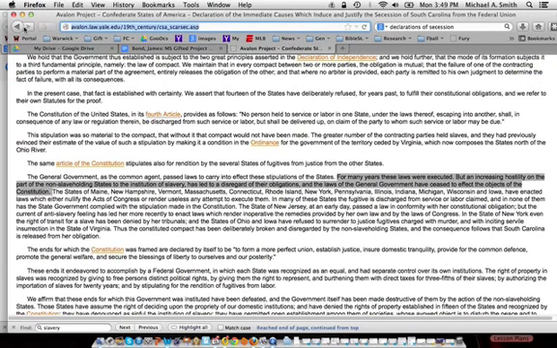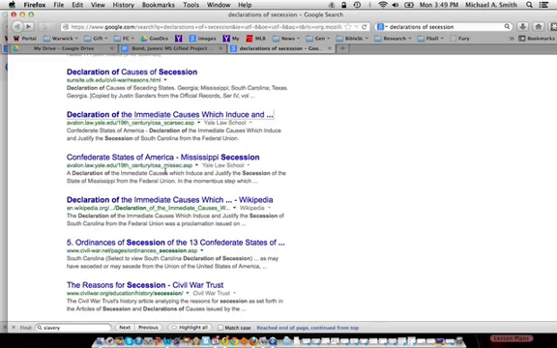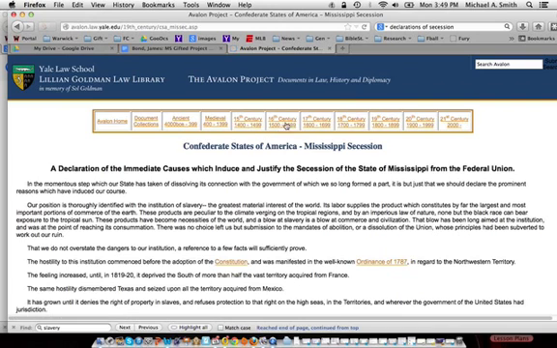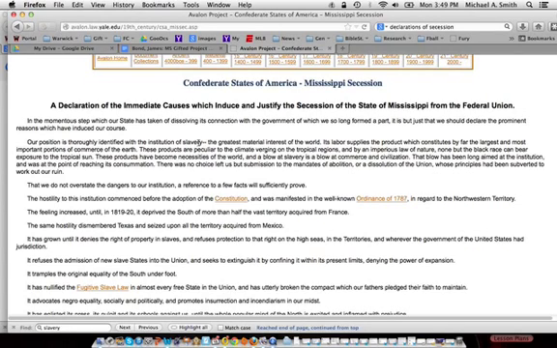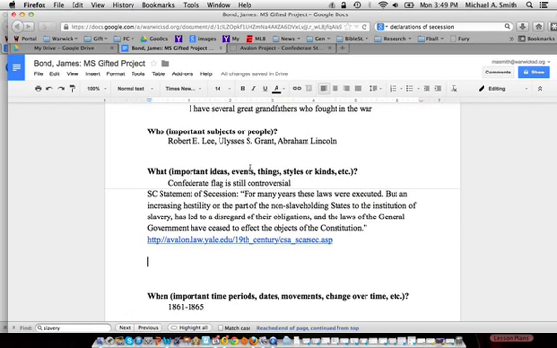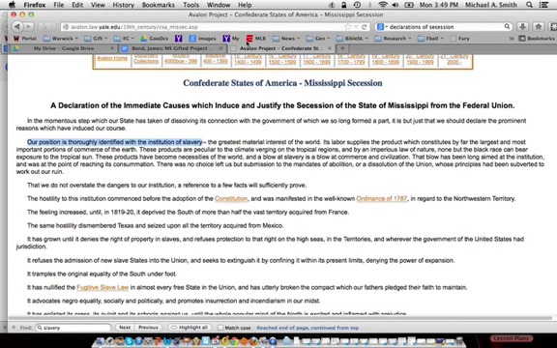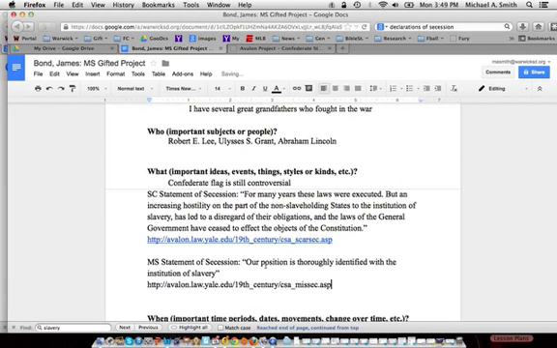If we go back a step, we can see this next hit is Mississippi's, and I want to pull up Mississippi's for a reason. If you read shortly into the document, you'll see this sentence right here. Our position is thoroughly identified with the institution of slavery. That's almost a smoking gun statement. So for Mississippi's statement of secession, we could put the quote here, and again, copy the URL and paste it. We could read each of these documents more carefully, taking notes along the way, marking our thinking, but that's a different lesson for a different time.